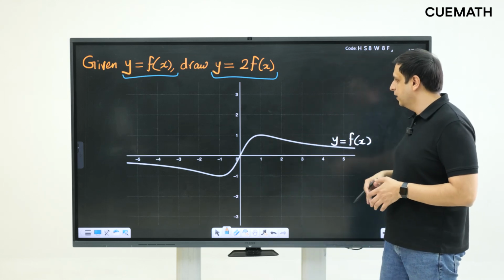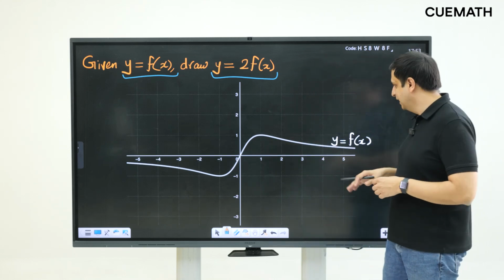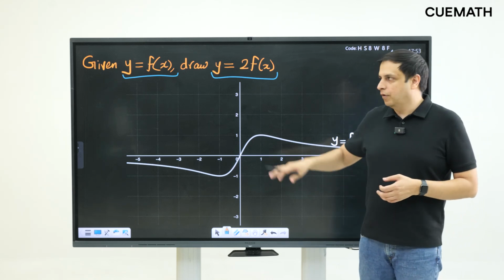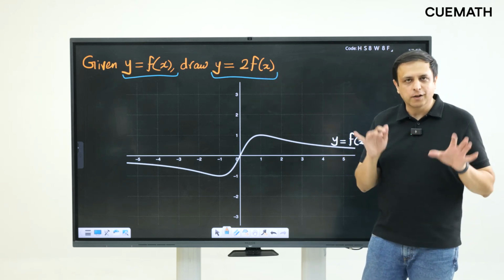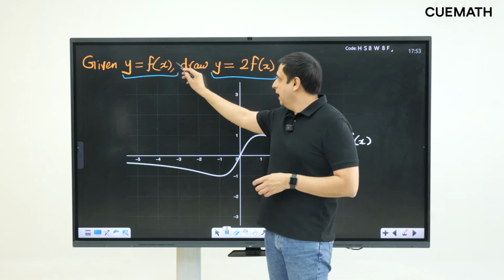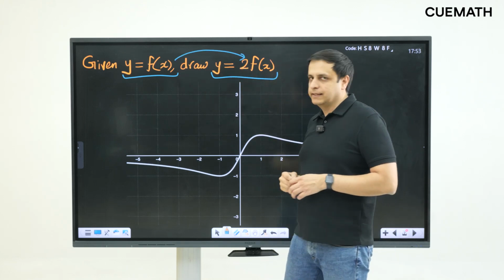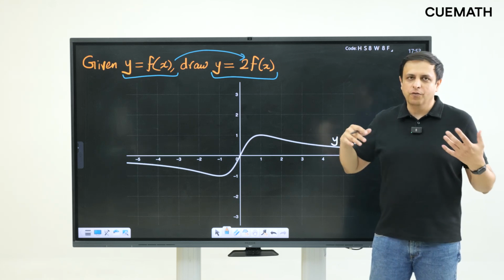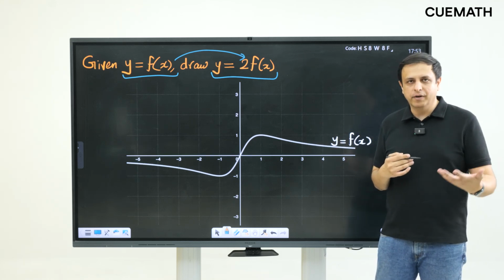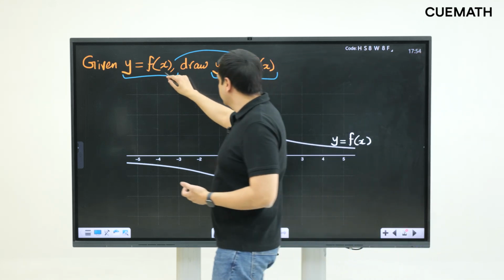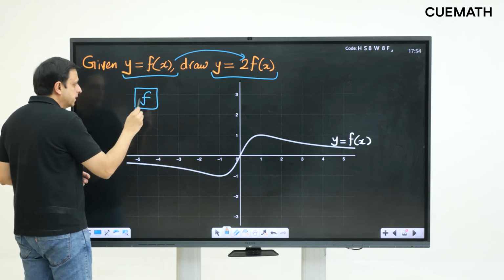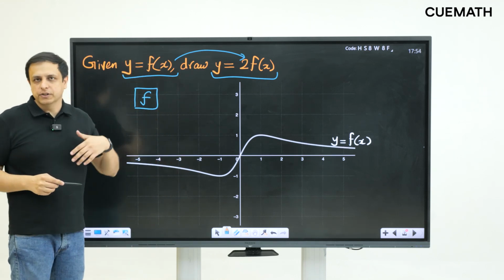So, we have this graph here of some arbitrary function y equal to f of x, and using this we have to draw the graph of y equal to twice f of x. In other words, we have to transform f of x into twice f of x. To understand what is going to happen here, once again we will use the machine interpretation of functions. We will think of this function f here as a machine f that takes some input and produces some output.